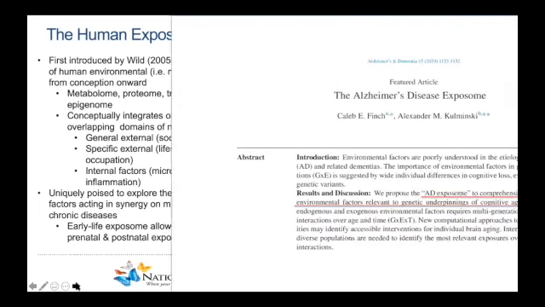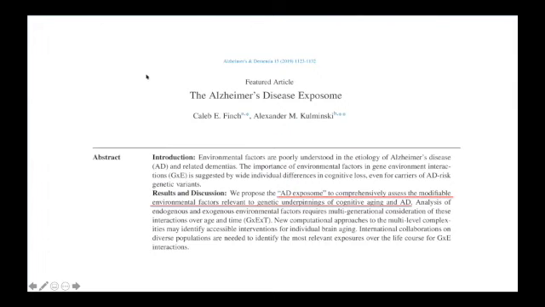And the neurological research community has shown some interest in the exposome in the context of Alzheimer's disease. These authors proposed the AD exposome to comprehensively assess the modifiable environmental factors relevant to the genetic underpinnings of cognitive aging and Alzheimer's disease. When I was talking to the exposome researchers at Columbia, and sharing my interest in EVs, they were asking me, well, could there be an EV exposome, which I will leave for future discussion.